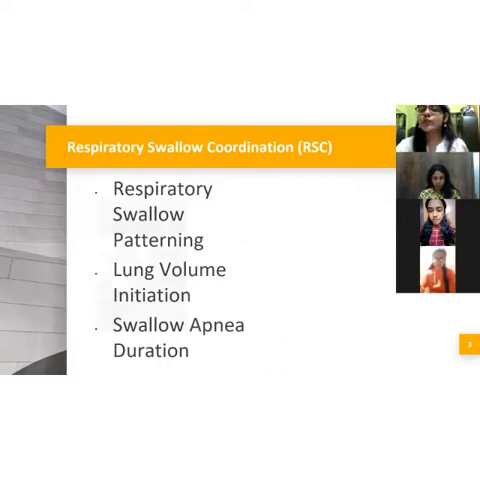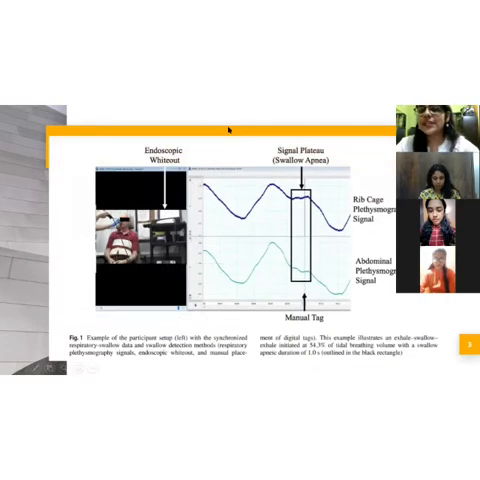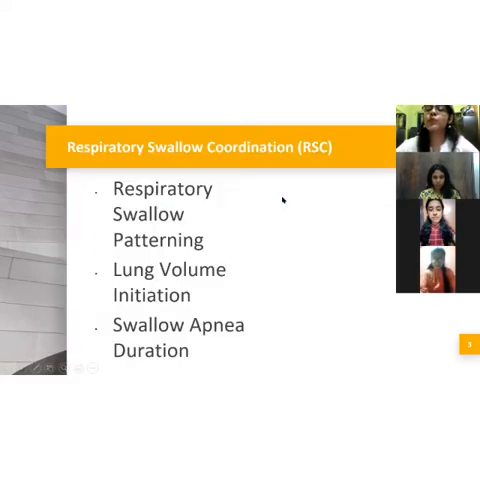Next is lung volume initiation. That is, if you see this graph, just before the swallow apnea. So this is a typical respiratory swallow pattern, which is seen where exhalation happens, swallow happens, and then there is again expiration happening. Okay, so my lung volume initiation is the amount of air that is there in the lungs just before my swallow initiates. That is just before my swallow apnea. At this point, whatever lung volume is there, that is my lung volume initiation.